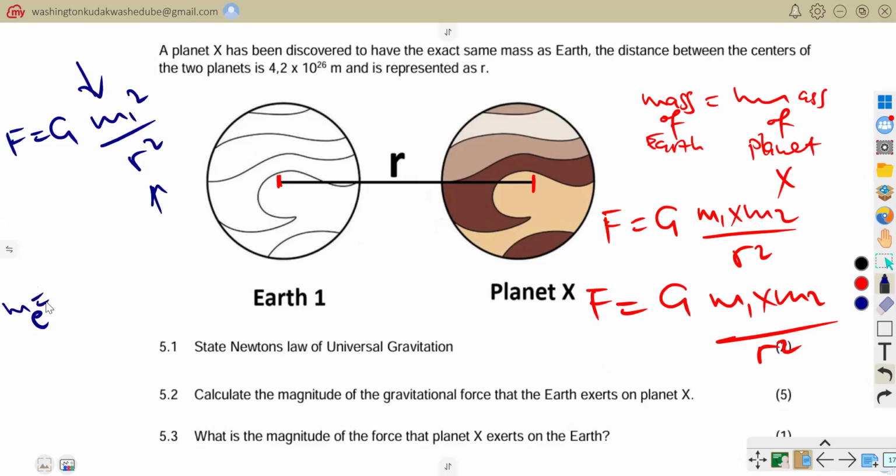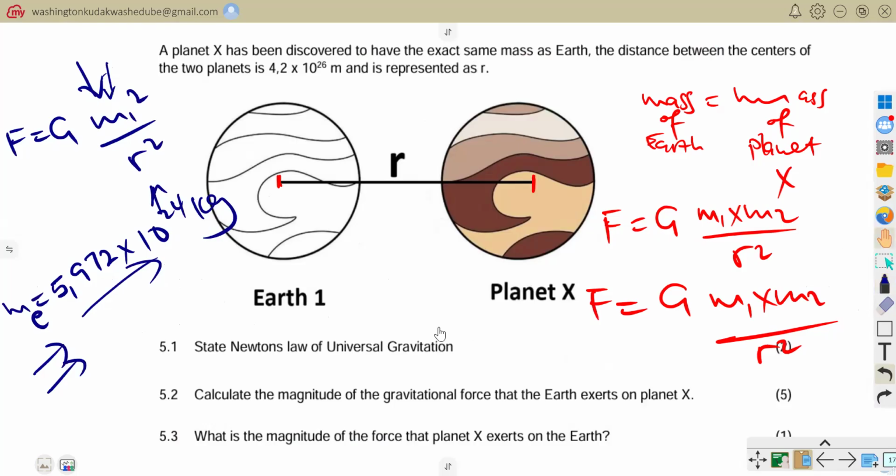Mass of planet Earth is equal to 5.972 times 10 to the power 24 kg. So this mass of planet Earth you'll be given. You will always be given the mass of planet Earth. Once you are given the mass of planet Earth, that is the one that you come and substitute here.